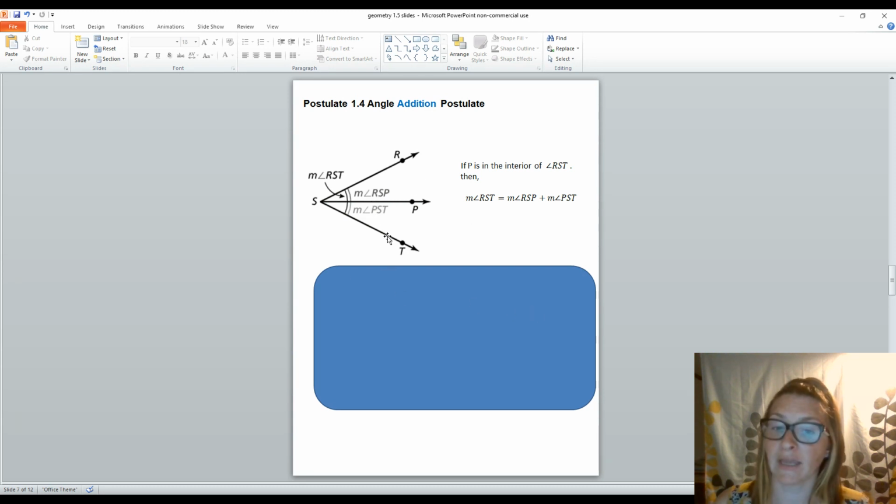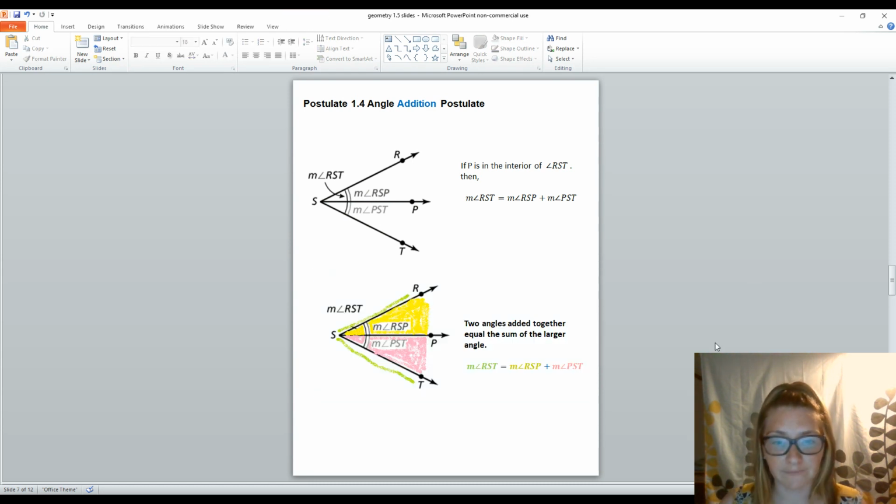We have 3 angles in this picture. I kind of changed up this picture a little bit with a little more coloring. What they're trying to tell me is that these 2 small angles, RSP and PST, when I add them together, it creates my larger angle on that outside, the one I highlighted in green. So this is our angle addition. It's very similar to our segment addition.